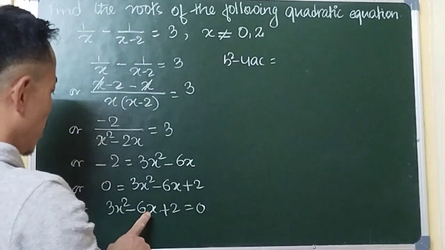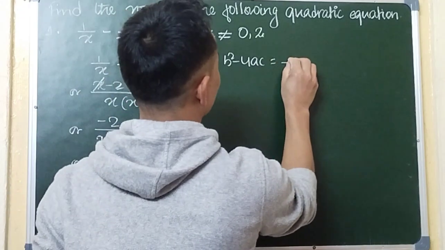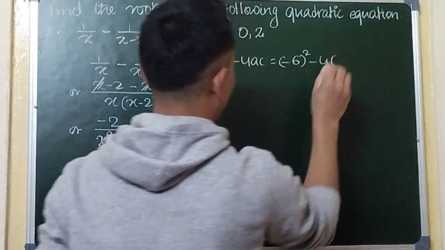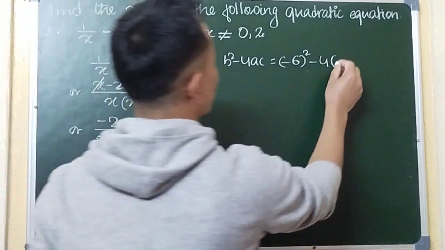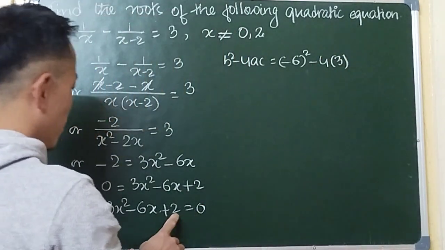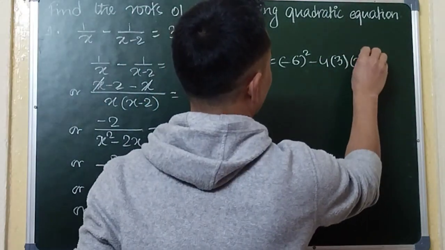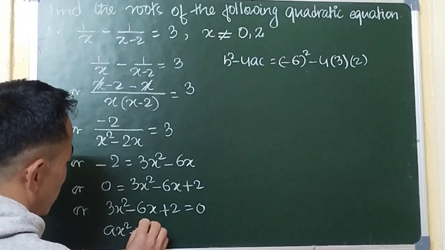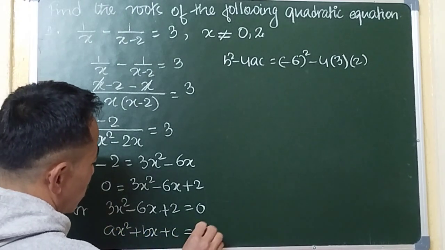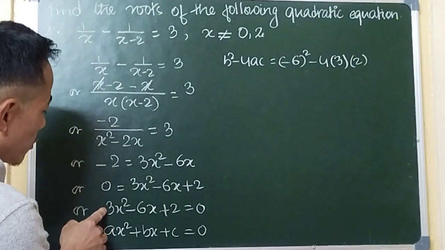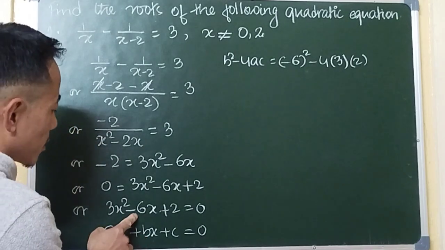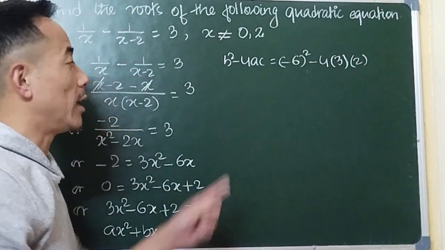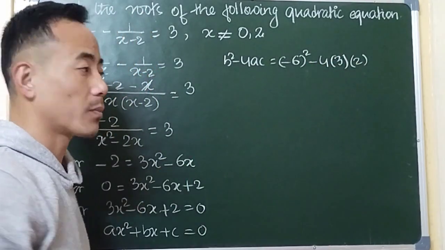So b here is how much? Minus 6. So this becomes minus 6 whole square minus 4. The value of a is 3 and the value of c is 2. You just have to compare it with the standard form of the equation, ax squared plus bx plus c equal to 0. So a here is 3, b here is minus 6, c here is 2. That's what we have written here. We have put the values of b, a and c.